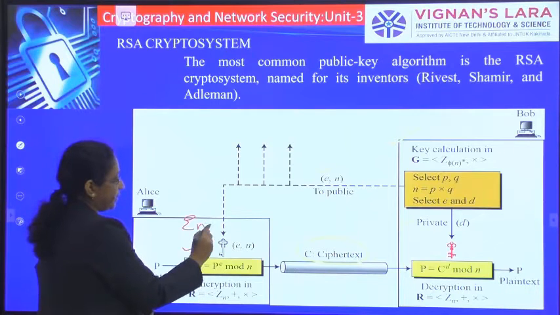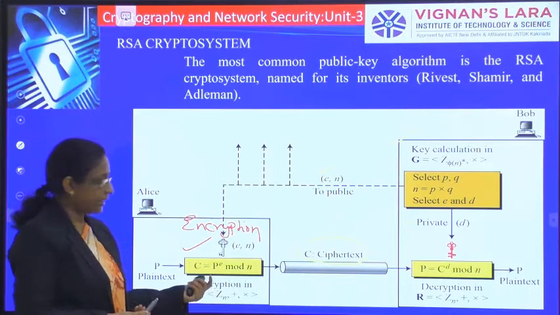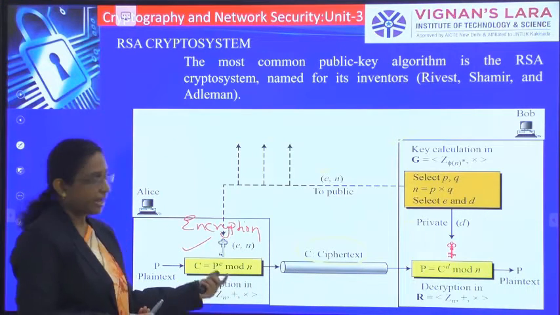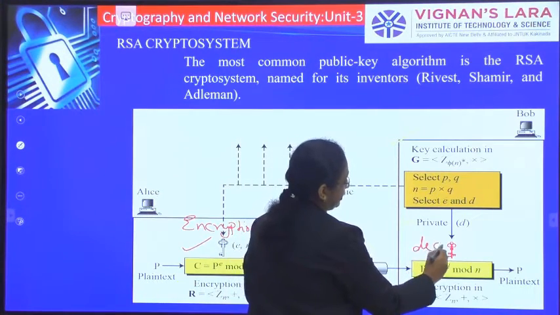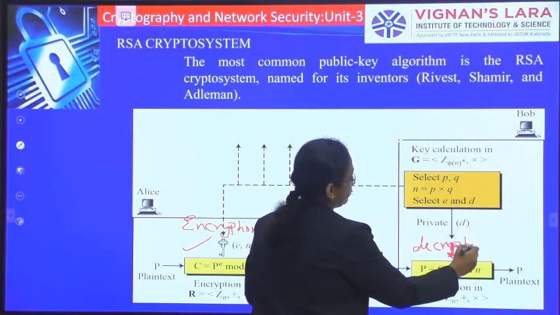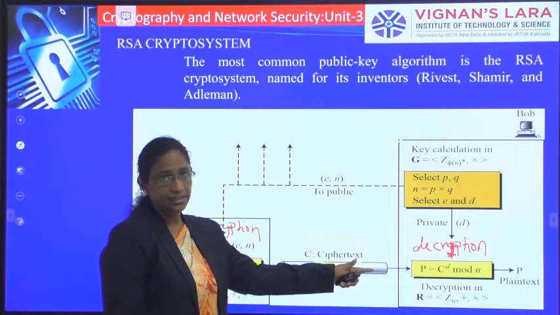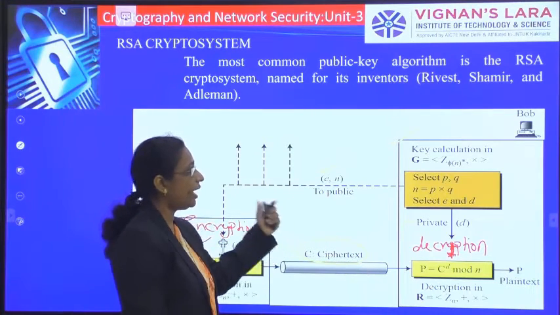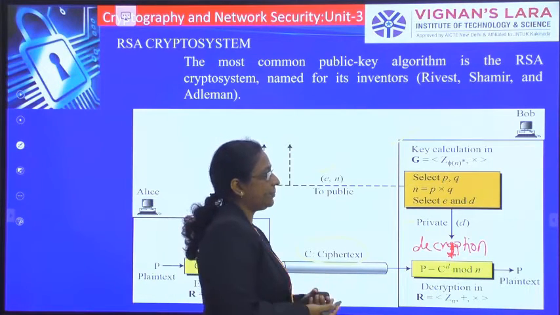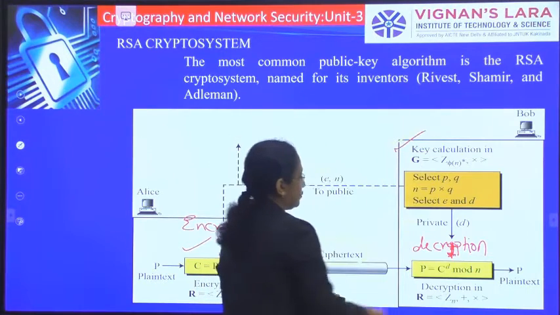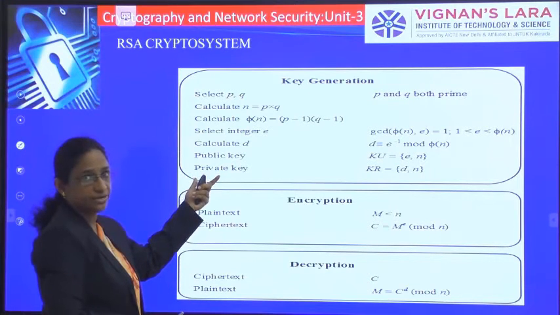This is the encryption process, where we use the formula C equals P to the power of E mod N, and the ciphertext we get is sent to the receiver. This is the decryption process, where the receiver uses his private key and applies that formula to decrypt the message. Similarly, he generates the private and public keys, and for generating them, this is the key generation algorithm.